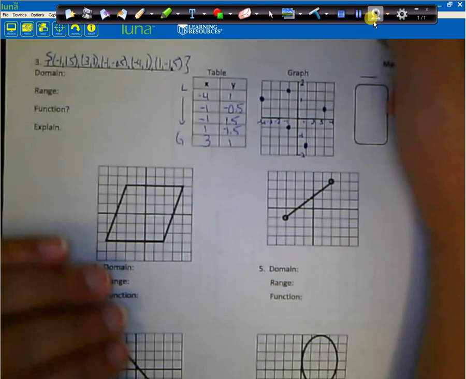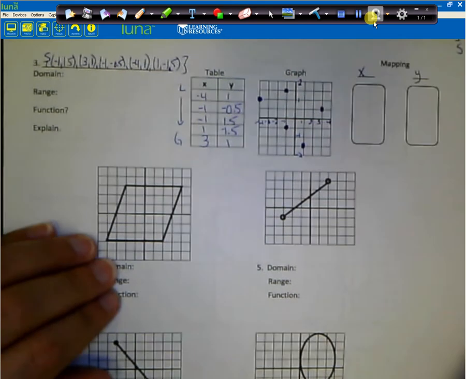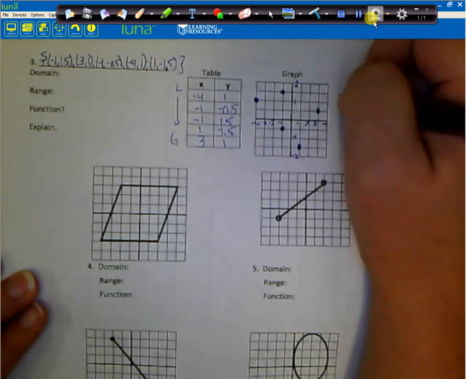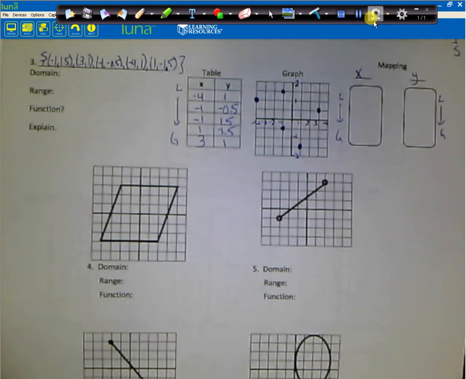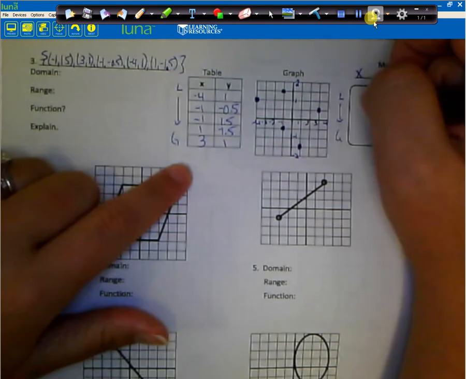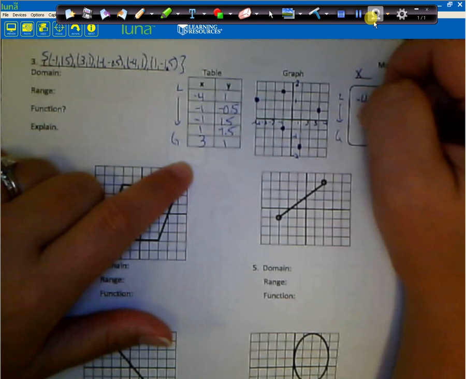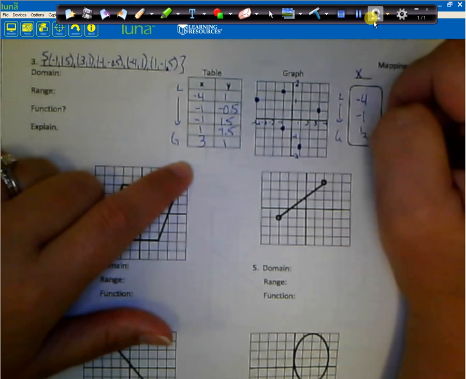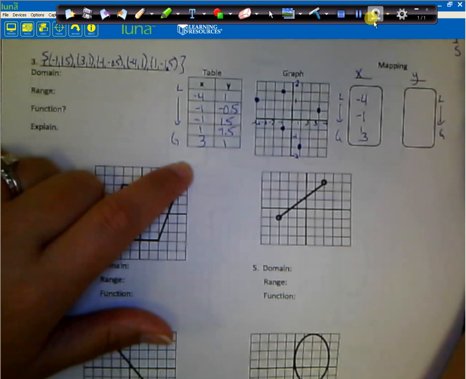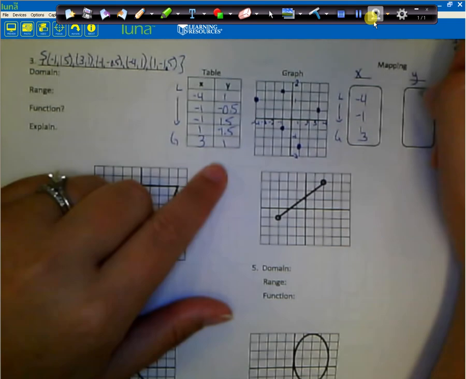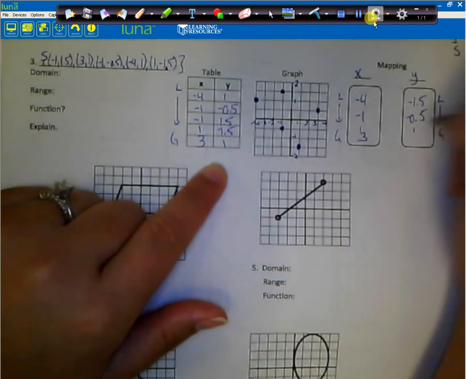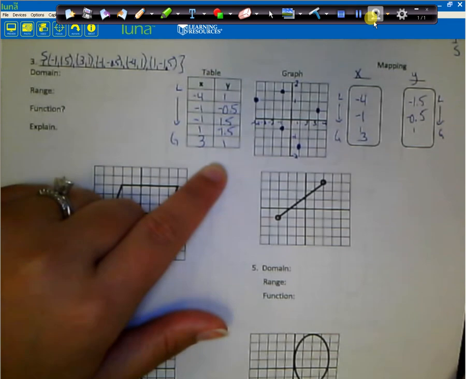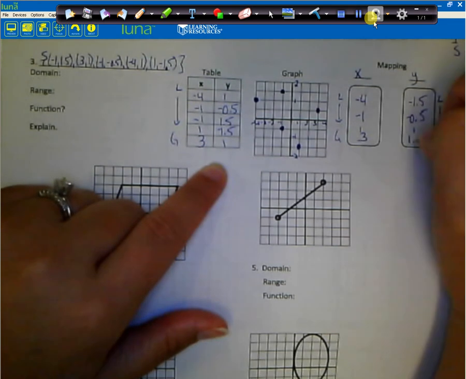The mapping, your X is on the left, your Y is on the right. Again, remember that each of these are least to greatest, and that mappings have no repeating values. So when I write my X's, it's going to be -4, -1, I'm only going to write one time, 1 and 3. Then my y's this time need to be least to greatest, so I'm going to say negative 1.5, negative 0.5, 1, and even though 1 is listed twice, I only write it once with a mapping, and then 1.5.